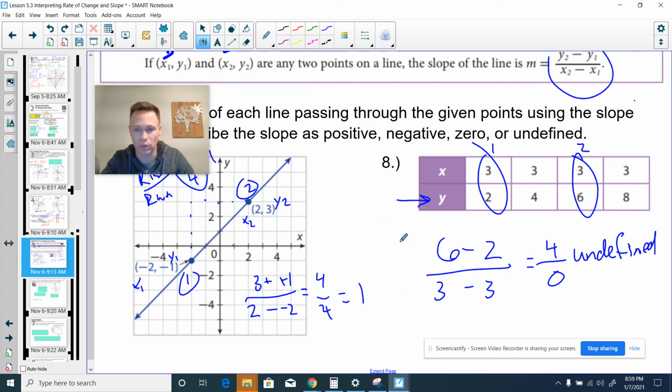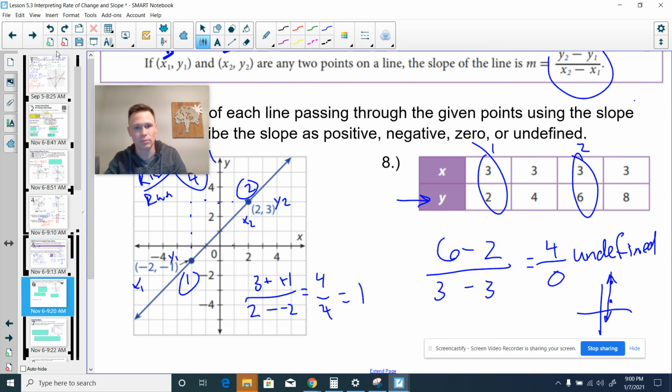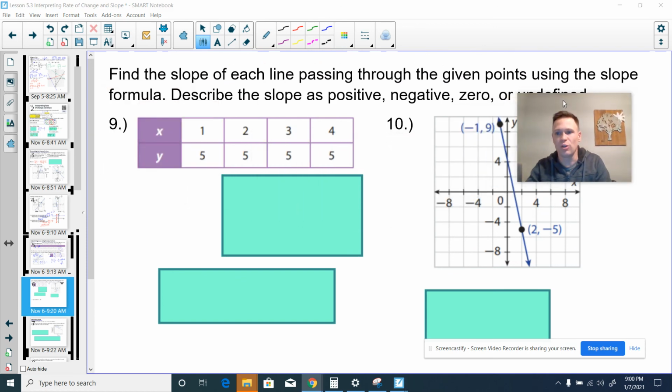Now let's think about what this would look like on a graph. Let's just think about these 2 points. I'm just going to sketch this briefly. If I graph the point (3, 2), so let's say (3, 2) is here, and now I graph the point (3, 6), it's right on top of it, right? That gives me a vertical line, and that matches up with what I understand that line and its slope to be. Awesome.